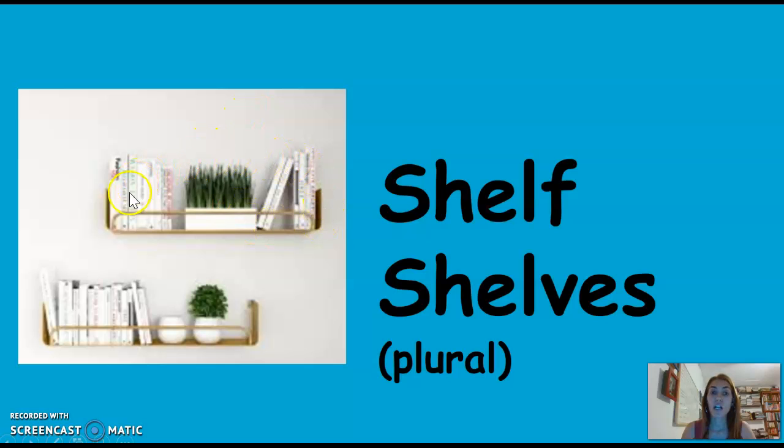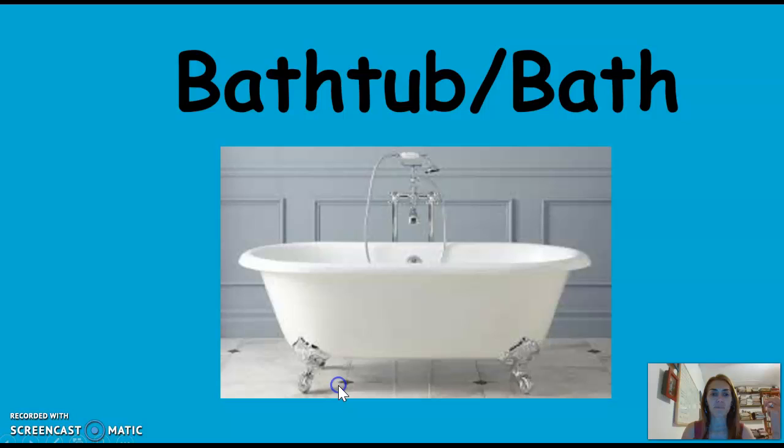This is a shelf. If it is one, it is a shelf. When there are two or more, and it is a plural idea, we say shelves, okay? So here we can see two shelves.